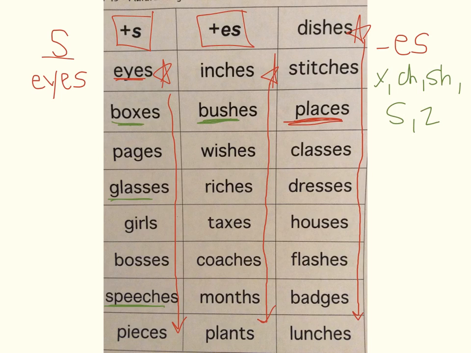So really today, with your sort, you really have to look at that base word. Does it end in one of our special letters to add ES? Or are you just adding a regular S onto the end of the base word, even though sometimes that base word ends in an E?